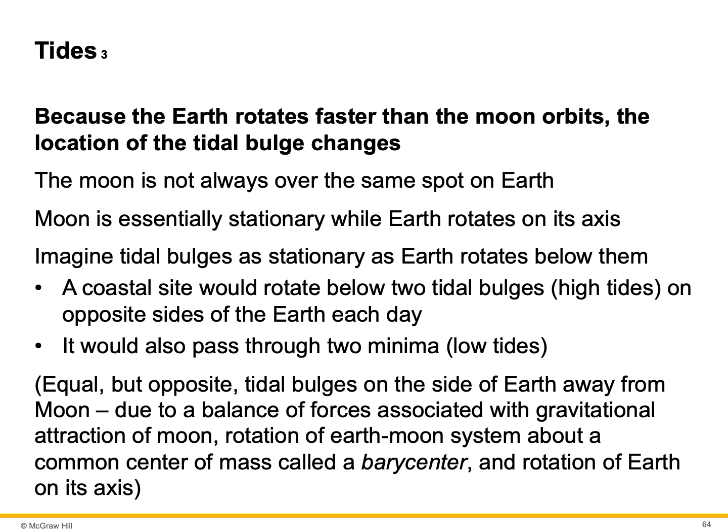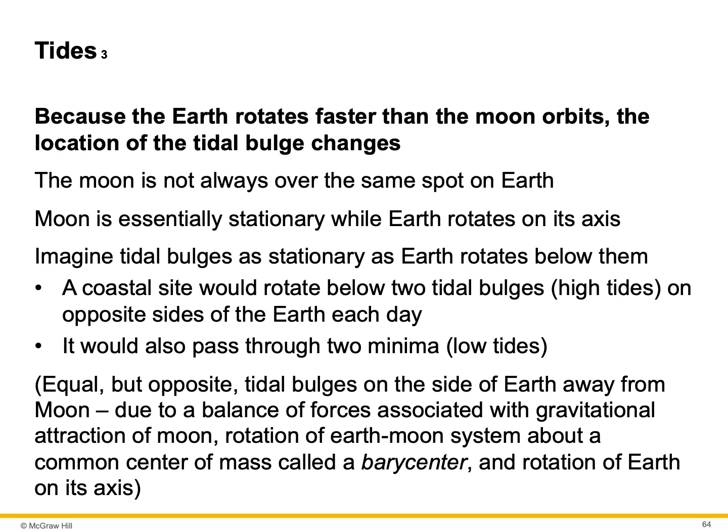Because the Earth rotates faster than the moon orbits, the location of the tidal bulge changes. The moon is not always over the same spot on Earth. The moon is essentially stationary while Earth rotates on its axis. Imagine tidal bulges as stationary as Earth rotates below them.